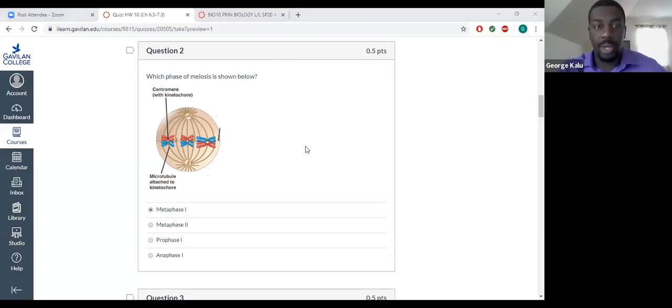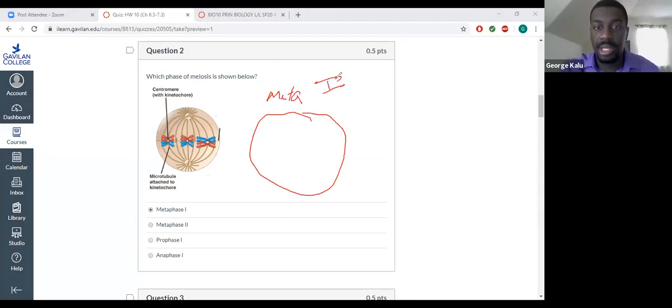So in metaphase 1, we're going to see our chromosomes lined up in pairs along the metaphase plate, and they're going to remain intact. Now, if we were looking at metaphase 2, we would see our chromosomes lining up in a single file line along the metaphase plate. So that would be our metaphase plate. So this is how we know we're looking at metaphase 1 instead of metaphase 2.